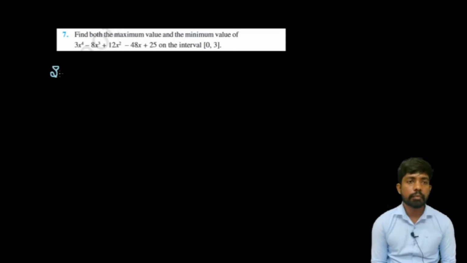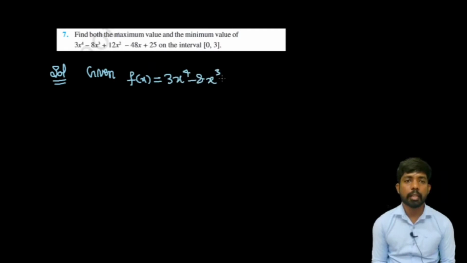Here first we will write the given function, okay. Given function f of x is equals to 3x to the power of 4 minus 8x to the power of 3 plus 12x square minus 48x plus 25. Okay, this is the given function.